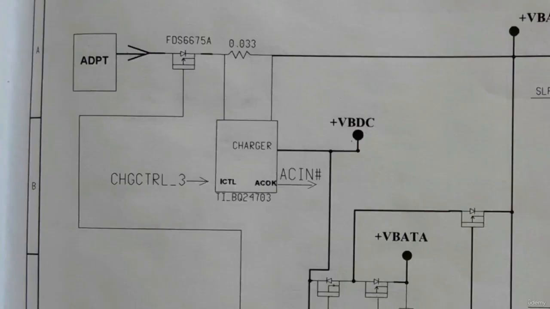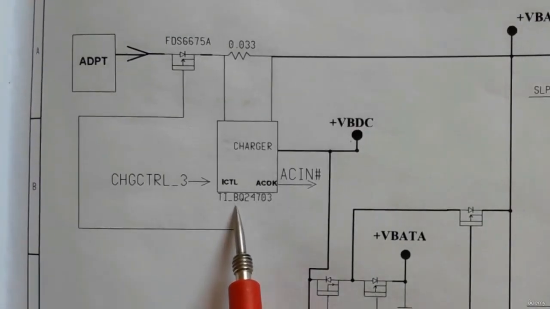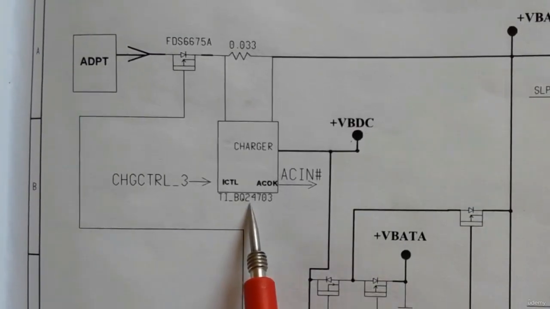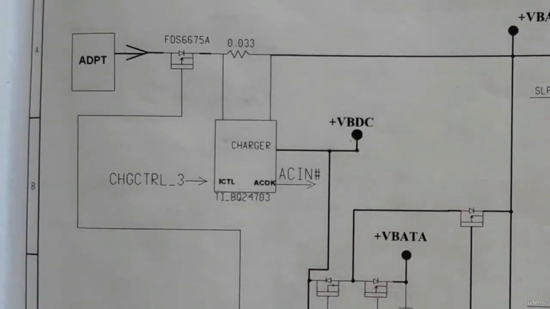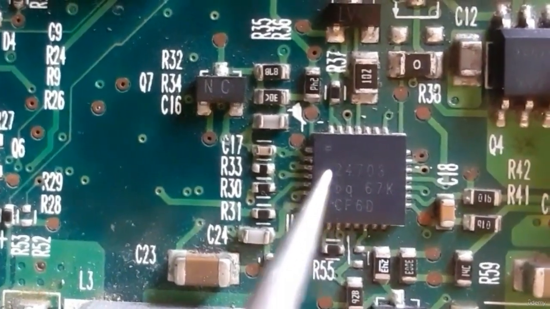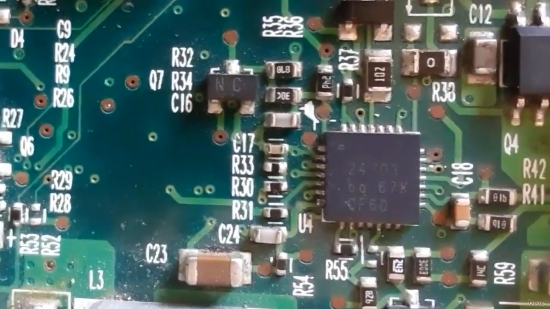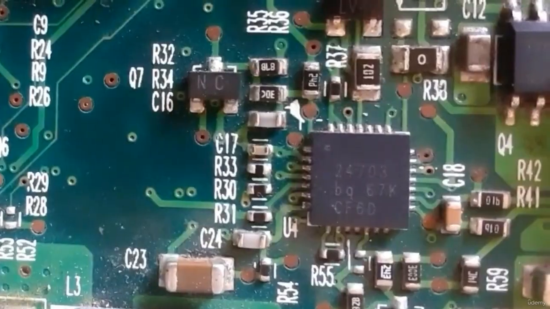Now we're going to see all these ICs that we have seen in the schematic in a real motherboard. We will begin with the charge IC, the BQ24703. As you can see here, we have 24703. This is the charge IC.